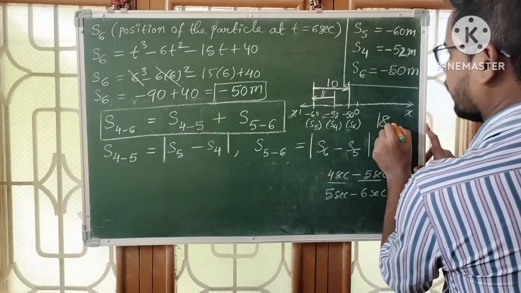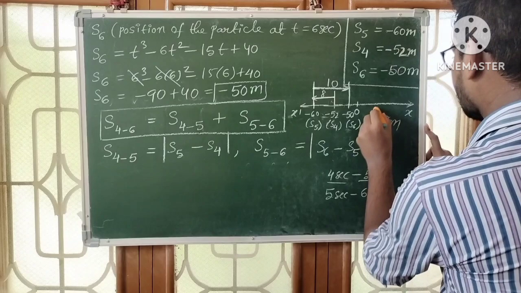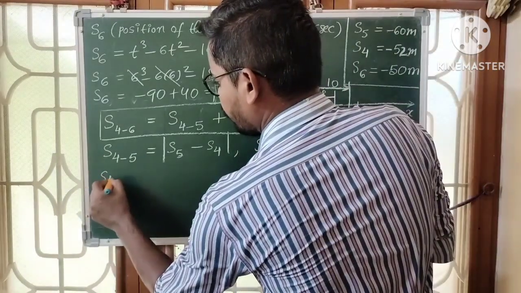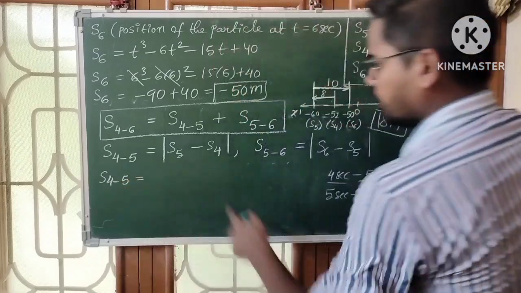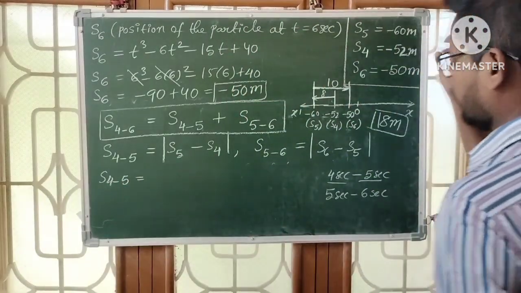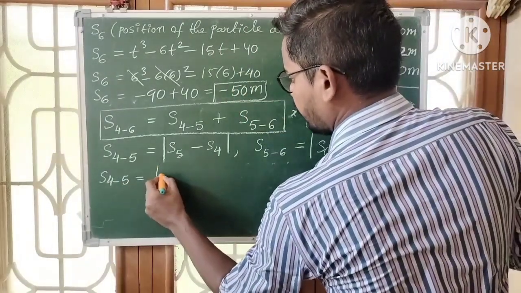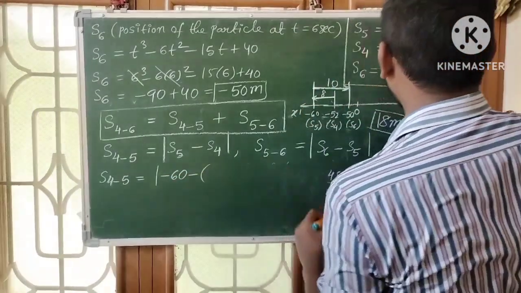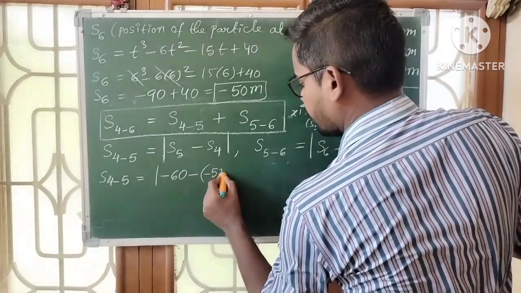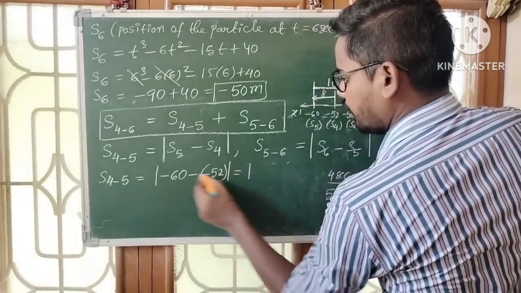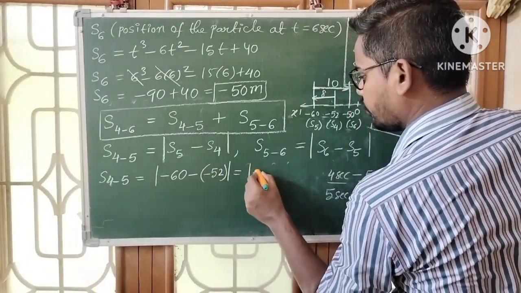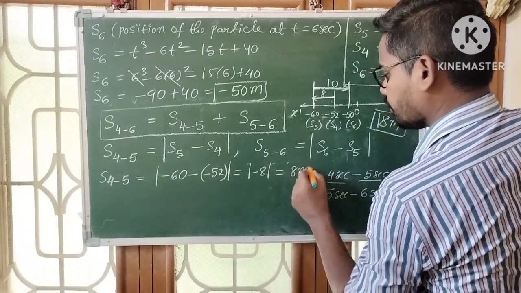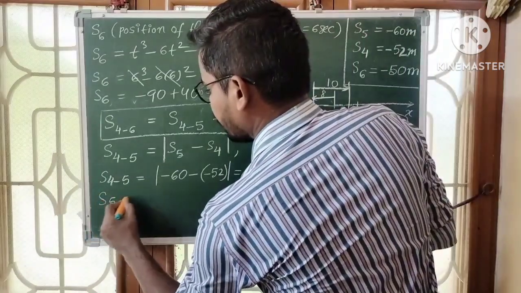From here itself we can find the answers. Using the formula, S4 to 5 is equal to S5 minus S4. S5 is minus 60, minus S4. S4 is equal to minus 52. Minus into minus is plus. Minus 60 plus 52 is minus 8. The modulus of a negative value is always positive, so 8 meters.